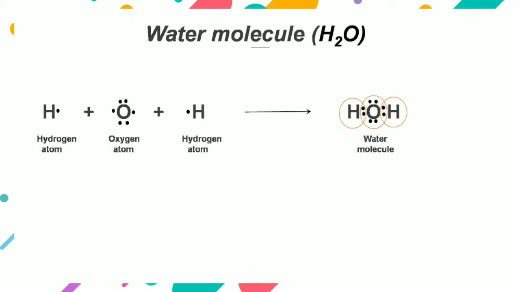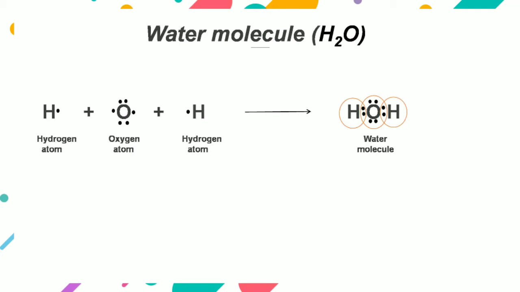And circle the atoms along with the electrons. Like this we can see that oxygen's octet is completed and both hydrogens' duplet is completed. Both hydrogen atoms have shared 1 electron pair with the oxygen atom.